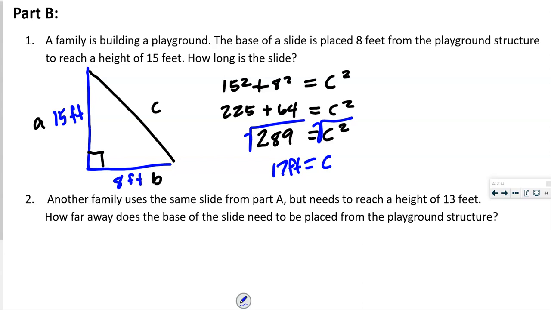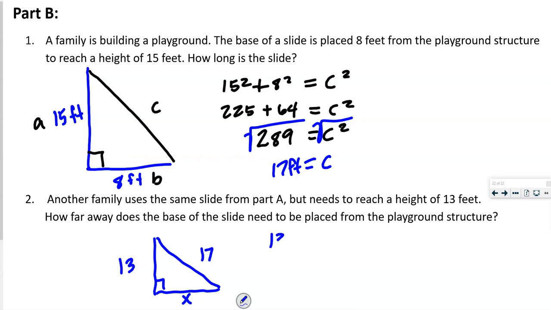Okay. Then it says another family uses the same slide for part A. I don't know why I said ladder earlier when it's slide. Sorry, y'all. But needs to reach a height of 13 feet. Okay. So this time we're going 13, and we know that this is still 17. And it's asking us how far it needs to be set away. Okay, so that's what we're doing this time.